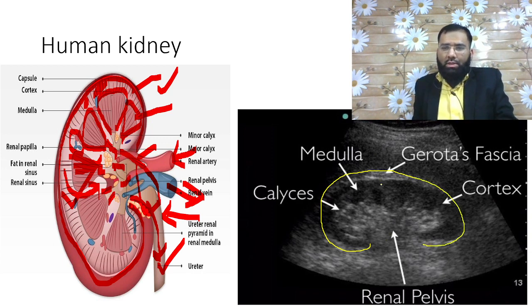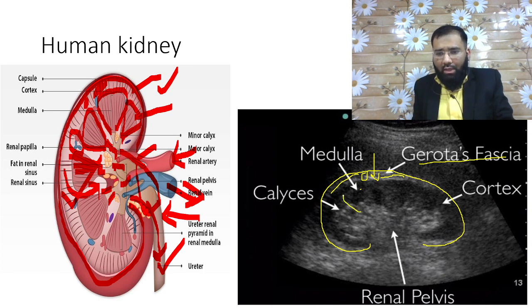So look inside this circle which I have made. This is your kidney. Now this is the renal capsule, and this hyperechoic area which you are able to see outside is the perinephric fat. Anterior renal fascia is also called Gerota's fascia. Now I move ahead.